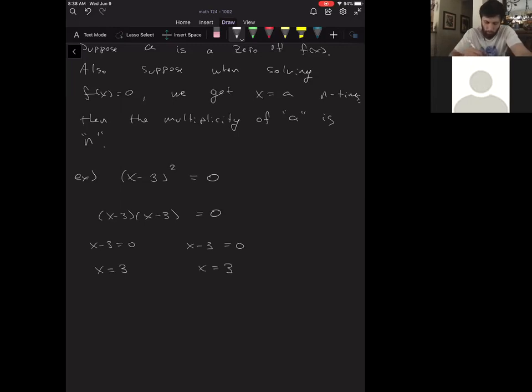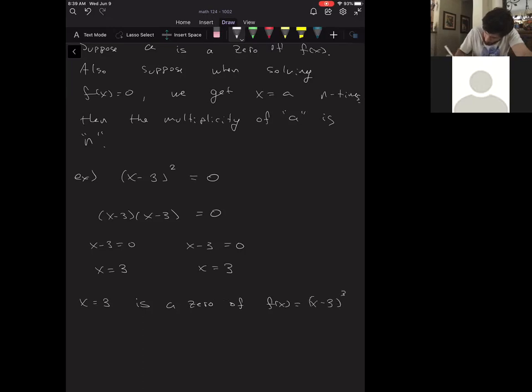What we're doing here is solving this equation for x. We want to know what x value we plug in to get 0. We do all this work and we see that x is equal to 3, so 3 is a zero. Let's actually write that: x equals 3 is a zero of f of x is equal to x minus 3 squared.